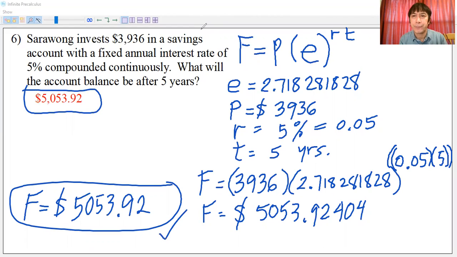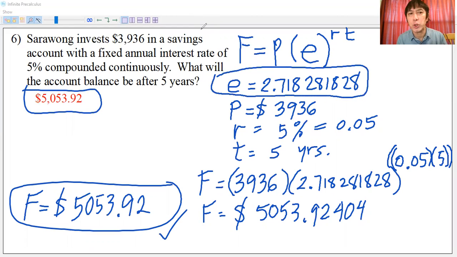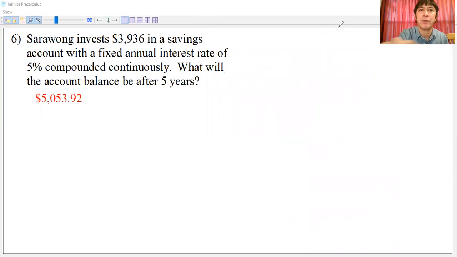So you have to make use of the constant in your calculator for continuous compounding. That's 2.718281828. You can find that in the calculator, so you don't have to memorize it. Okay, so let's have number 7. Let's continue with number 7.